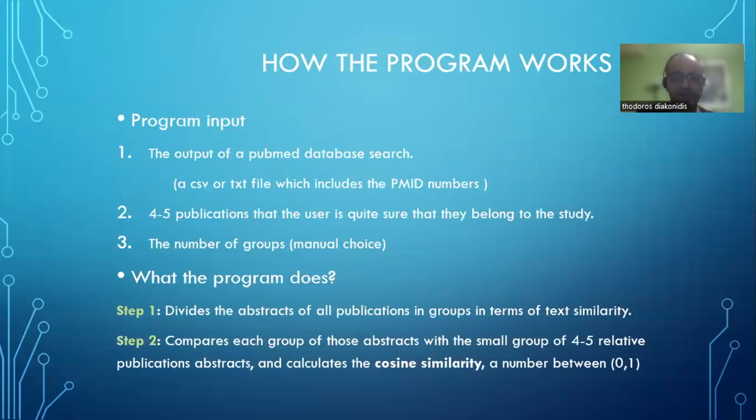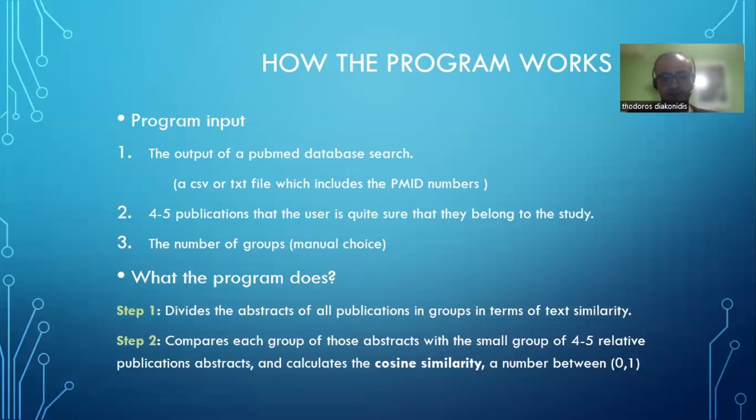So how does the program work? The input of the program is, as I said before, the output of a PubMed database search. It's usually a CSV or a TXT file, which includes the PMID numbers. The PMID numbers are what the program needs as an input. I will also provide a video vignette in which I implemented a specific case, in order for somebody to be more acquainted with the program.